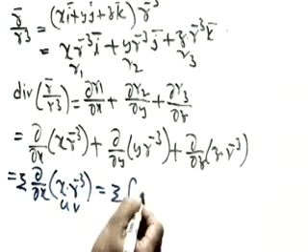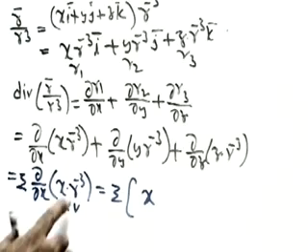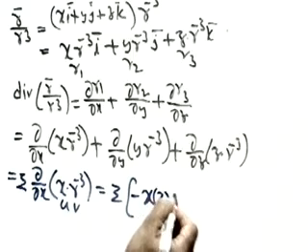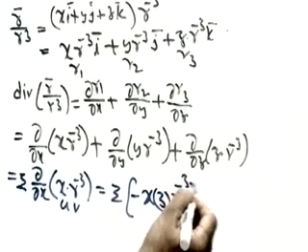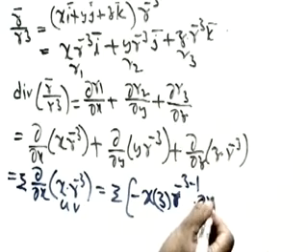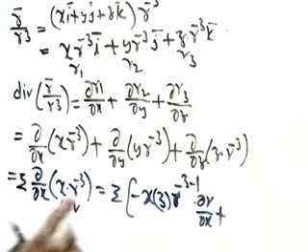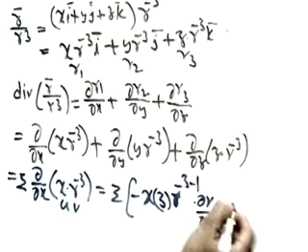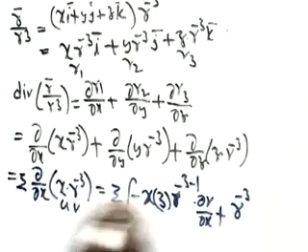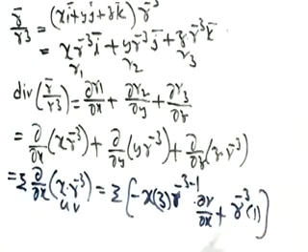Now let me differentiate using the product rule, u d by dx of v plus v d by dx of u. Here u d by dx of v: d by dx of r power n is n into r power n minus 1, but we are differentiating with respect to x, so we have to write dou r by dou x. Plus v, that is r power minus 3, d by dx of u. D by dx of x will be 1.